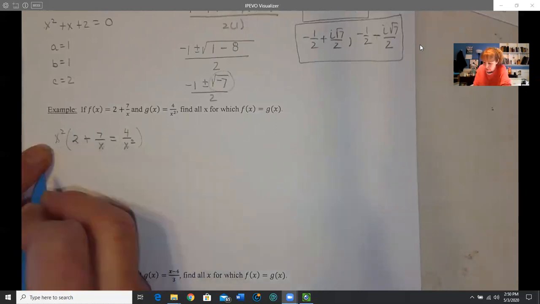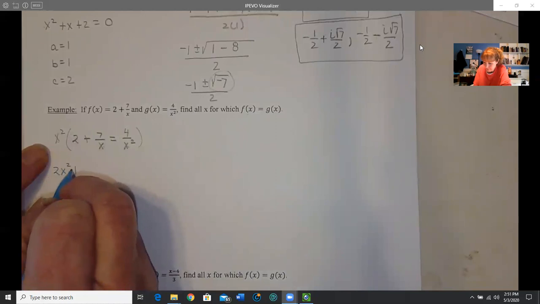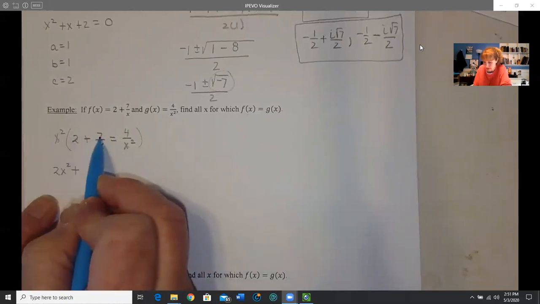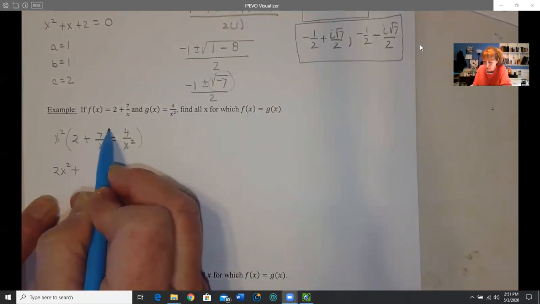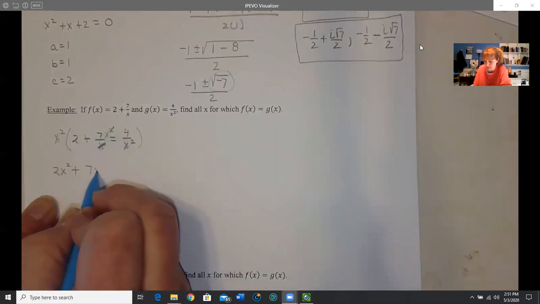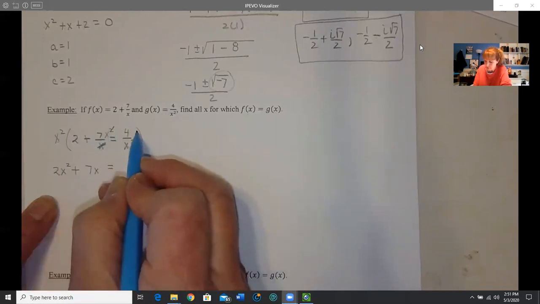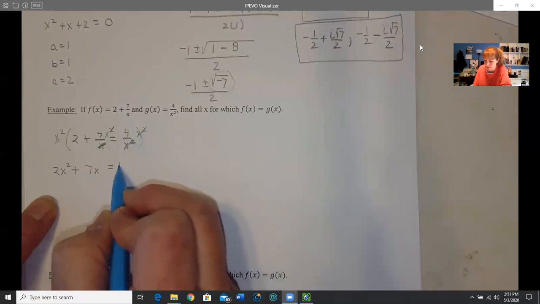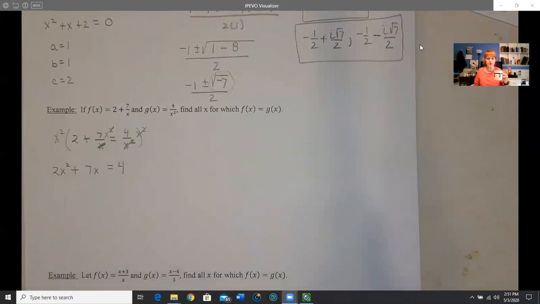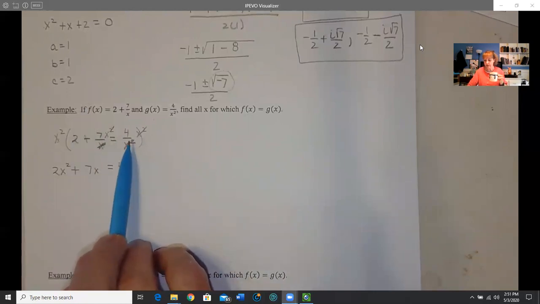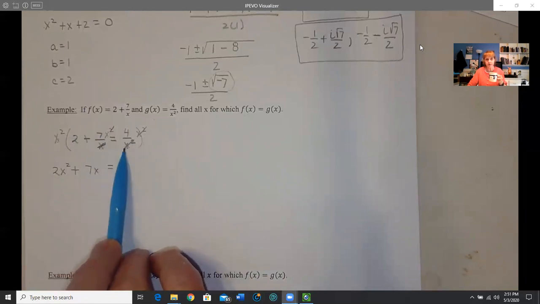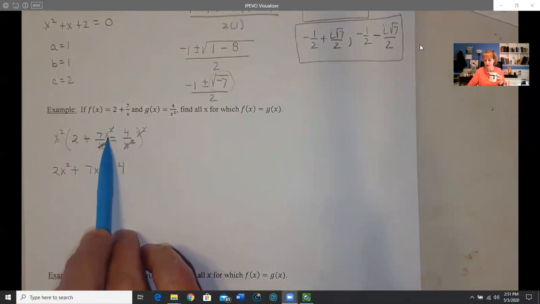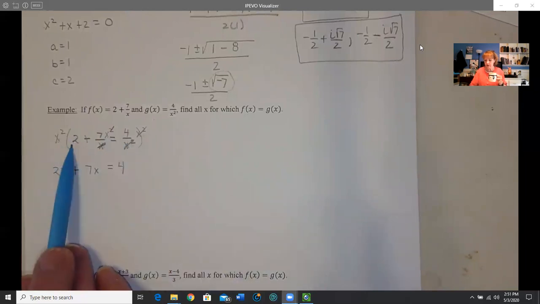So we take x squared times 2. Then we take x squared times this, 7 over x. When I multiply by the x squared, it cancels, so I get 7x. And then I multiply my last term by x squared, and they cancel out, so I end up with a 4. So this equation is so much easier to solve than what we had before. And again, just multiply by something that each of these denominators would go into, okay? And this one cancels, it leaves you with 1, and that cancels totally. And again, make sure you do that to all 3 of them.